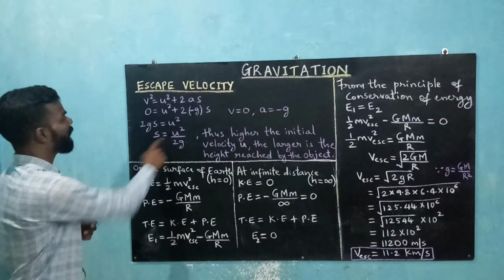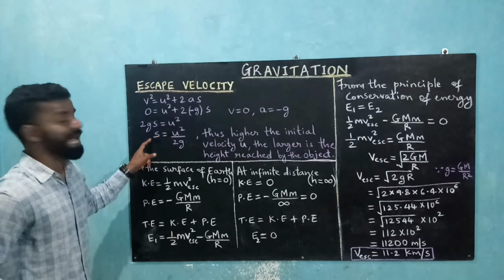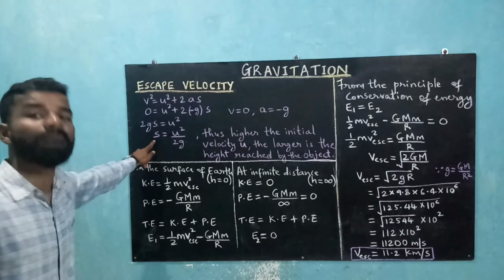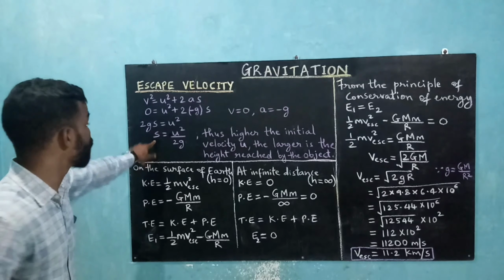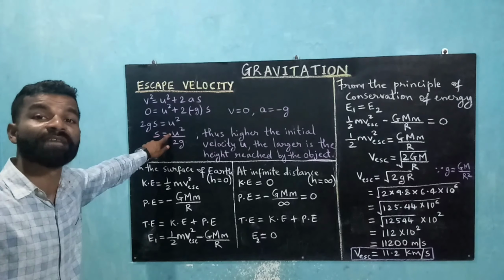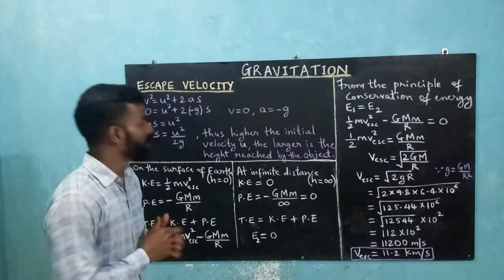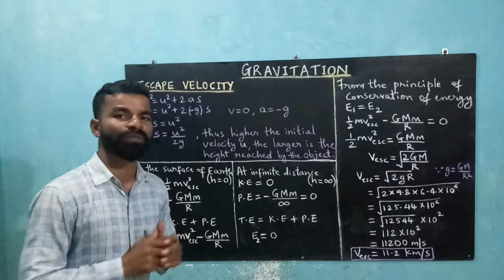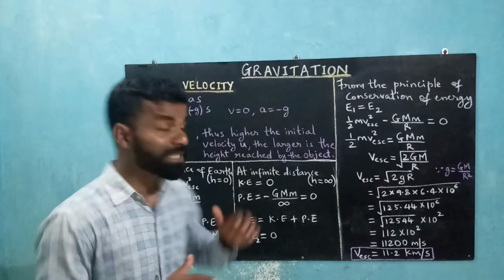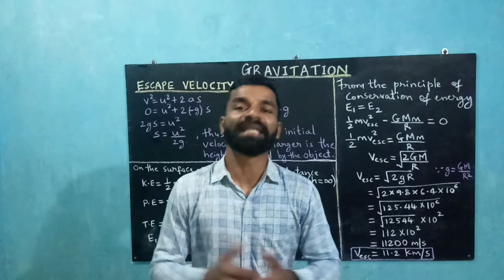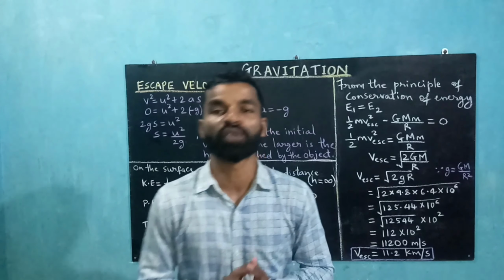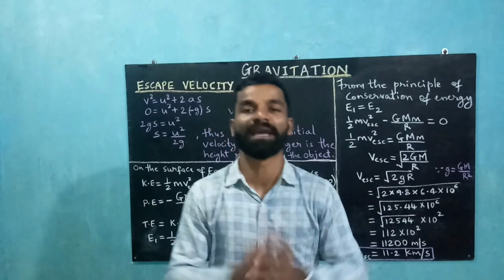Now if you see this formula, as u increases, s will increase. That means the maximum height reached by the object depends on the initial velocity given to that object. Thus, the higher the initial velocity u, the larger is the height reached by the object. This is possible because the object is able to oppose the force of gravity because of the initial velocity given to that object.